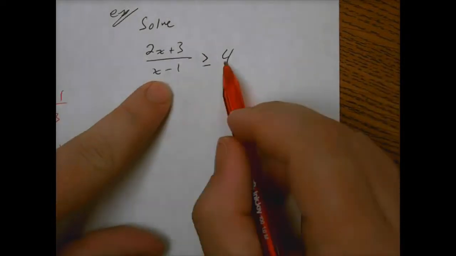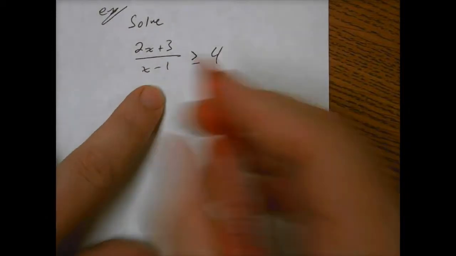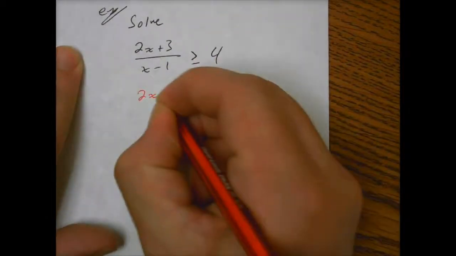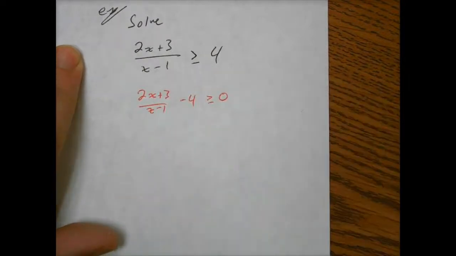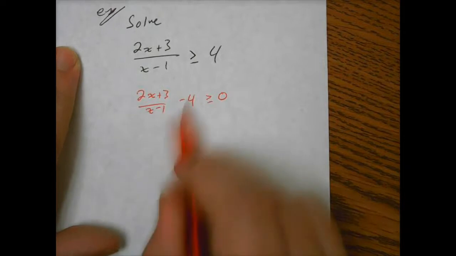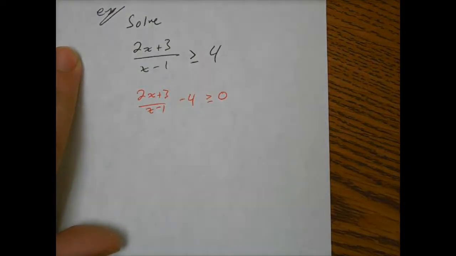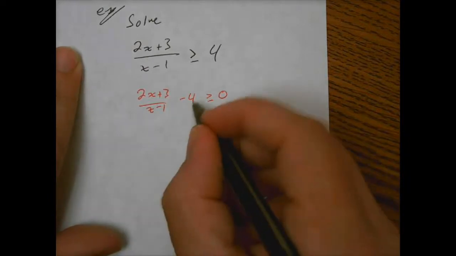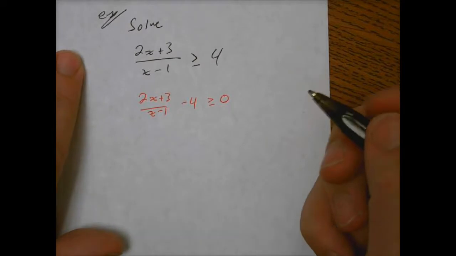This one's weird because it's in relationship with 4. But what we can do is we can actually just subtract that 4 to the other side. So we have 2x plus 3 over x minus 1 minus 4 greater than or equal to 0. So now we're in a relationship with 0. So we want all of this to be greater than or equal to 0. Now the other thing that's an issue is that these aren't one fraction altogether like everything else that we've been doing. So it's going to be a little bit harder to work with.